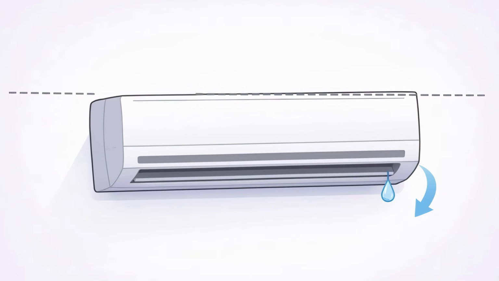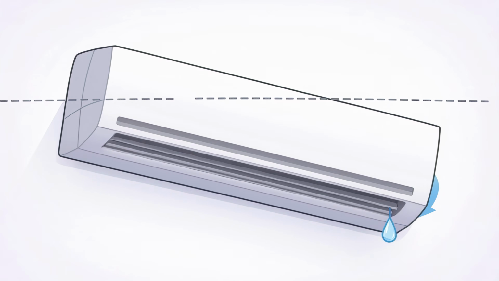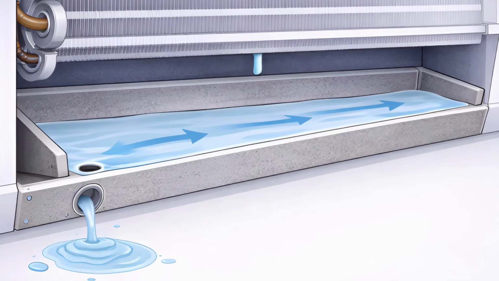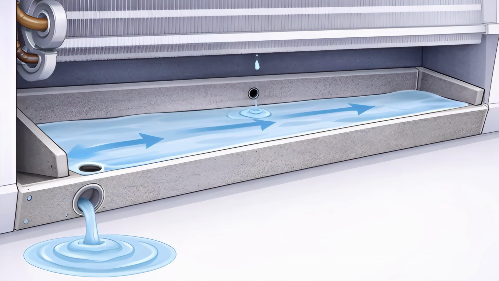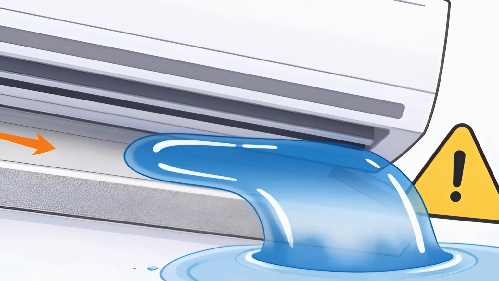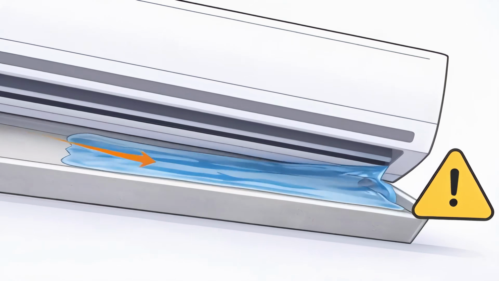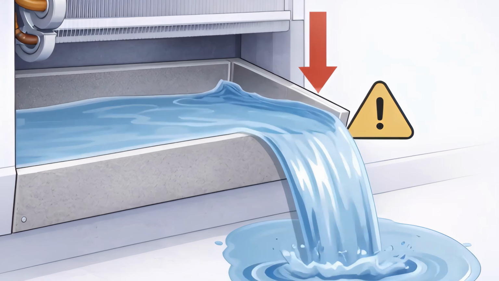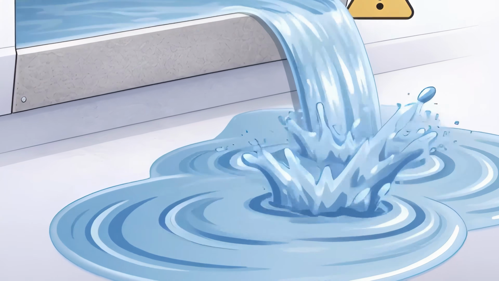An air conditioner must be installed with a very specific, though slight, pitch or tilt. The internal drain pan is designed so that the floor of the pan slopes toward the drain hole. If the unit isn't level, or if the house has settled, the unit might be tilted away from the drain. The water pools in the low corner of the pan until it spills over the edge.